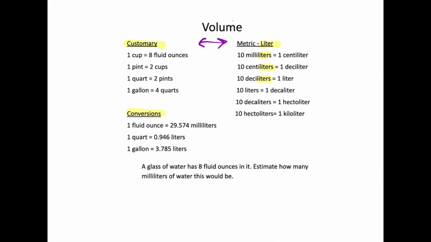The question at the bottom says that a glass of water has 8 fluid ounces in it. Estimate how many milliliters this would be. Again, the key word here is estimation. We don't need an exact answer, so we can round within our conversion factor.